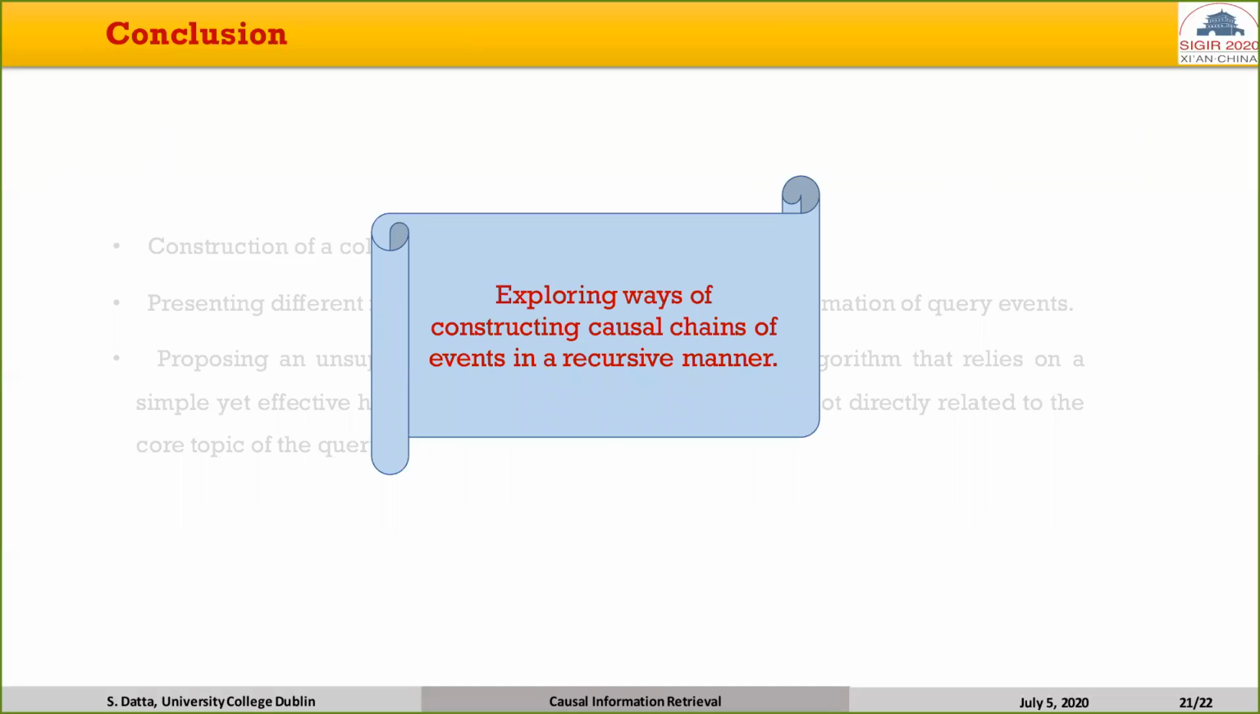Lastly, as future research, we would like to explore ways of constructing causal chains of events in a recursive manner, which essentially means instead of outputting a ranked list of documents, we intend to extract events from the retrieved articles, treat them as queries in turn, and retrieve a list of further causes.